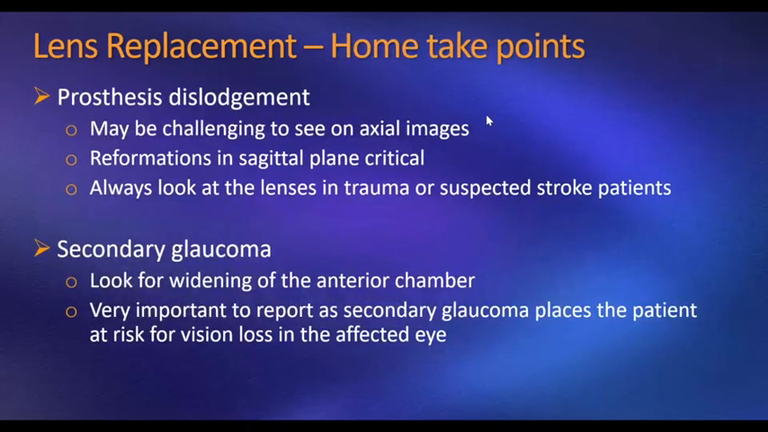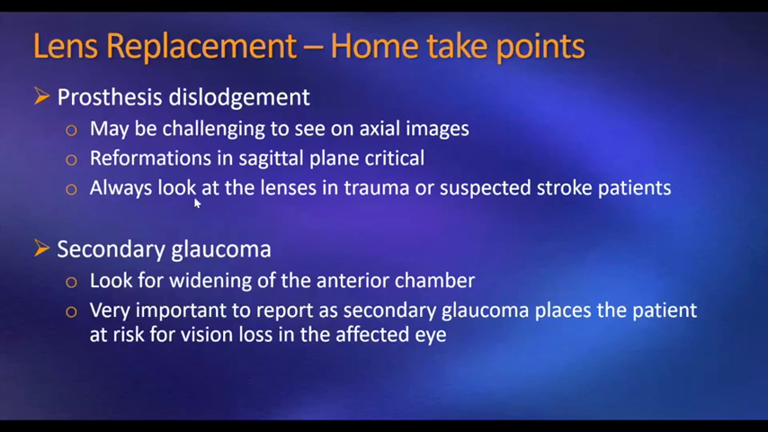So what are the take home points for lens replacement? Prosthesis dislodgement is the most common complication and may be challenging to see on axial images. Because of that, I encourage you to always do sagittal reformations to better determine if the lens is tilted or what the degree of displacement is.